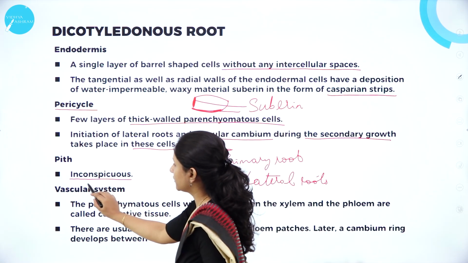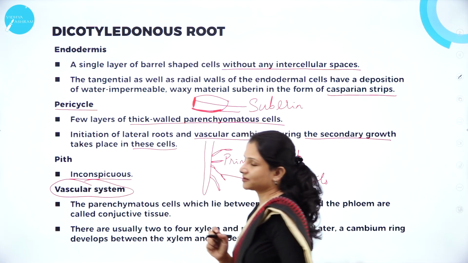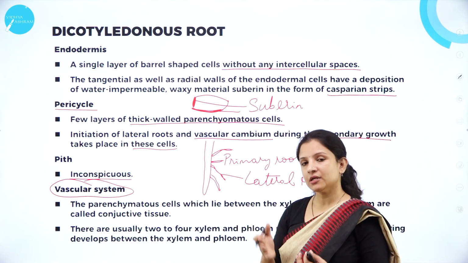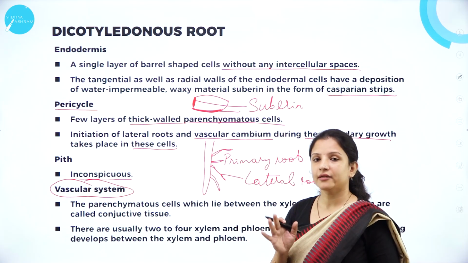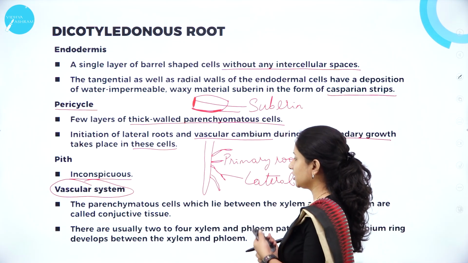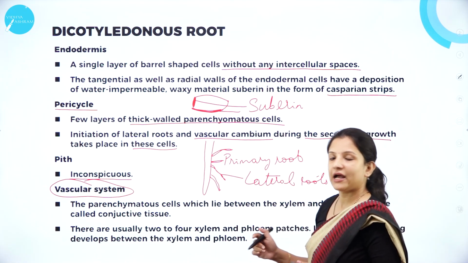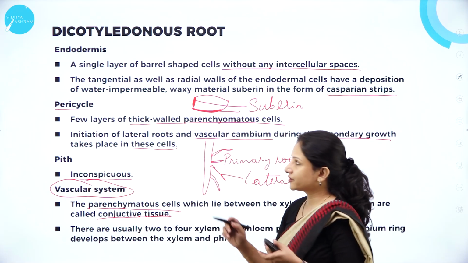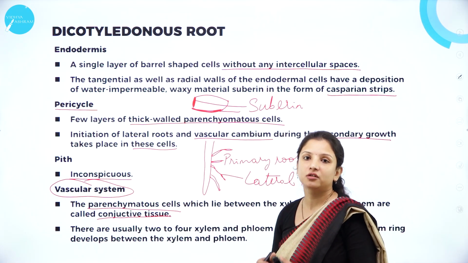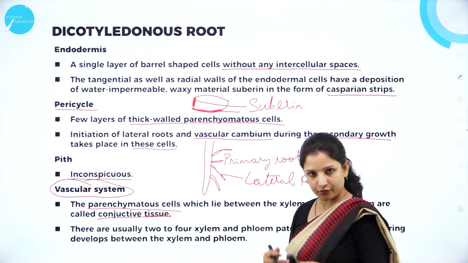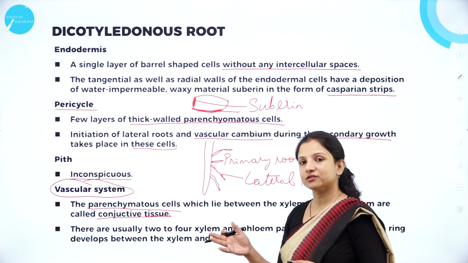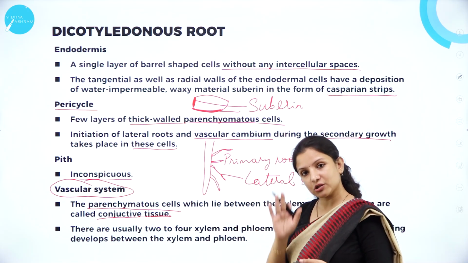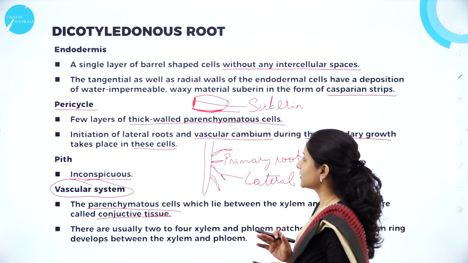Next, talking about the vascular system. The vascular system consists of the vascular bundles, that is the xylem and the phloem. The xylem conducts water and the phloem conducts the food. Between the xylem and the phloem there are parenchymatous cells, called the conjunctive tissue. This is one of the characteristic features of the dicotyledonous root which you don't find in the monocot root, that is the presence of conjunctive tissue. So what is this conjunctive tissue? It is nothing but the parenchyma cells present between xylem and phloem.